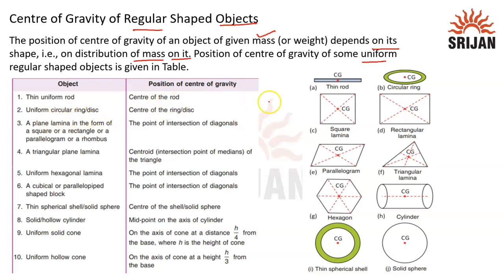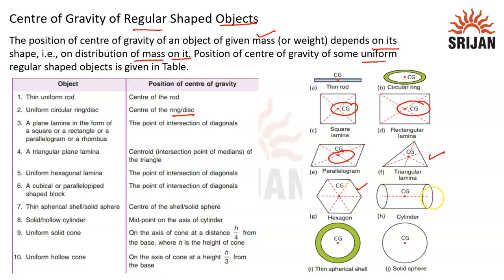For a uniform circular ring or disk, the center of gravity will be at the center of the ring. For a plane lamina in the form of a square, rectangle, parallelogram or a rhombus, the center of gravity will be the point of intersection of the diagonals. For a triangular planar lamina, the center of gravity will be the centroid. Centroid means the intersection point of all the medians of the triangle. Then for a uniform hexagonal lamina, again the center of gravity is the point of intersection of diagonals.